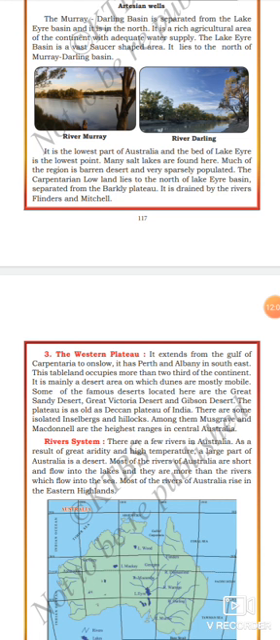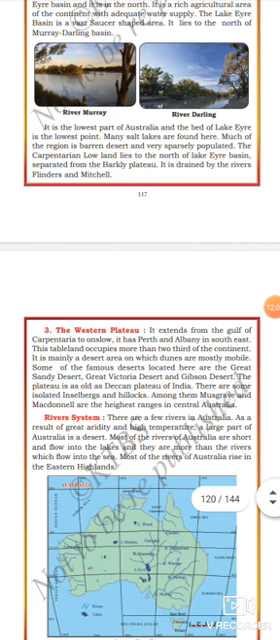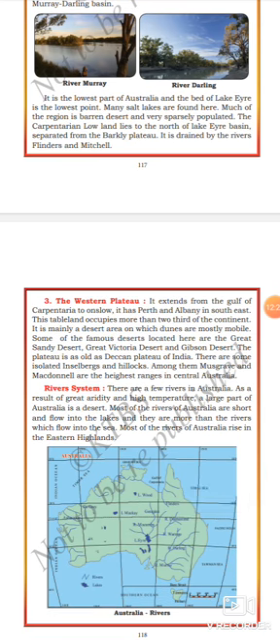Okay. It is the lowest part of Australia, and the bed of Lake Eyre is the lowest point. Many salt lakes are found here. Much of the region is a barren desert and very sparsely populated. The Carpentaria Lowland lies to the north of the Lake Eyre Basin, separated by the Barkly Plateau. It is drained by the rivers Flinders and Mitchell.